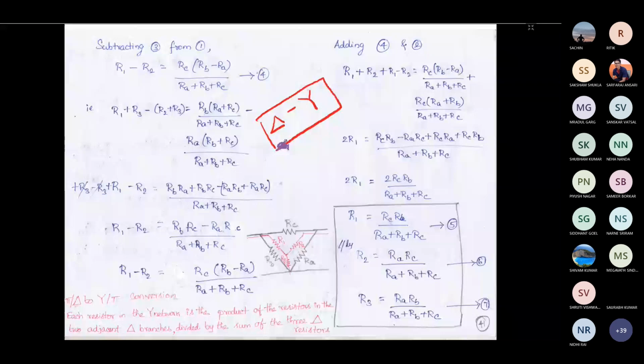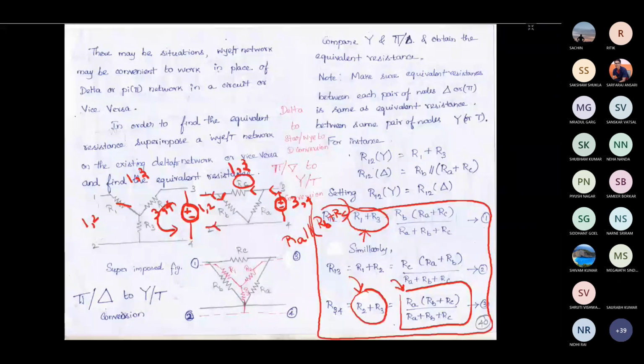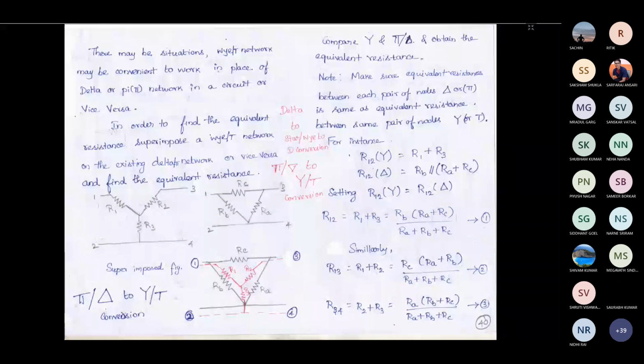Just remember that delta is represented as RA, RB and RC. You can see here that the delta is represented as RA, RB and RC, then star is represented as R1, R2, R3. Just to differentiate, the delta resistances are represented in alphabets, whereas the star resistances are represented in numbers.